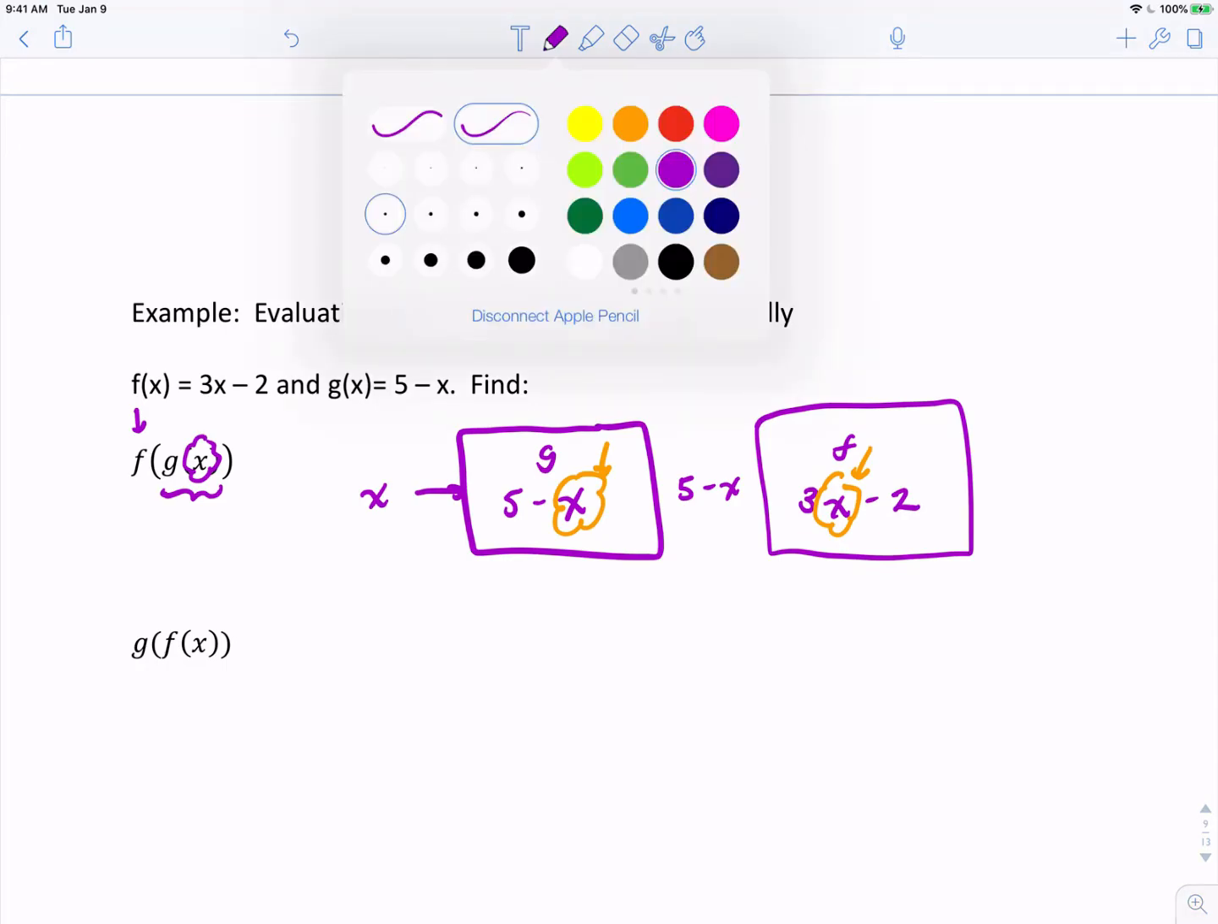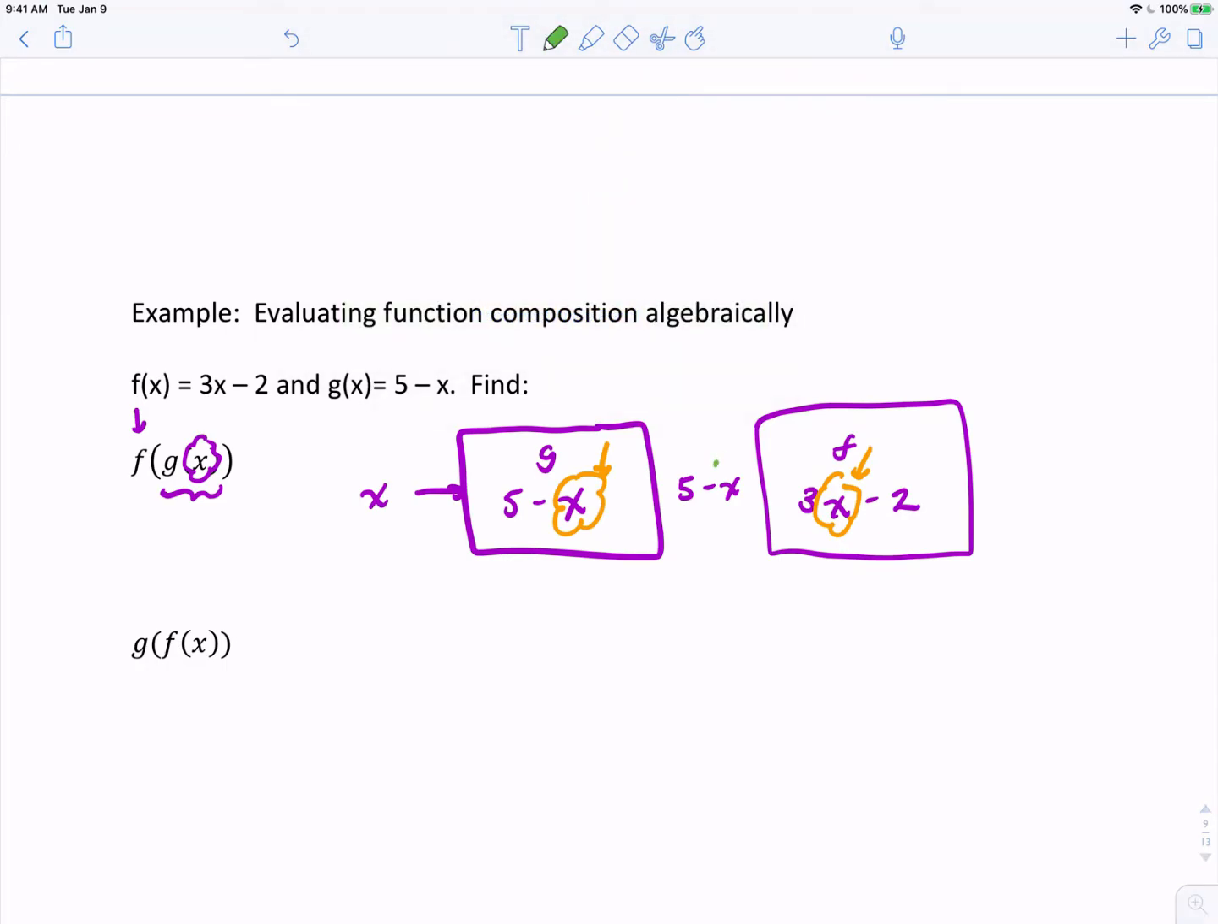Now we're going to take that 5 minus x and put it into the input of f. That's going to give us 3 times (5 minus x) minus 2. And now we just have to simplify this. So 15 minus 3x minus 2 gives us a final result of negative 3x plus 13. And so f dot g of x, or f of g of x, would be negative 3x plus 13. Notice that our input involved an x, and our output also involves an x.